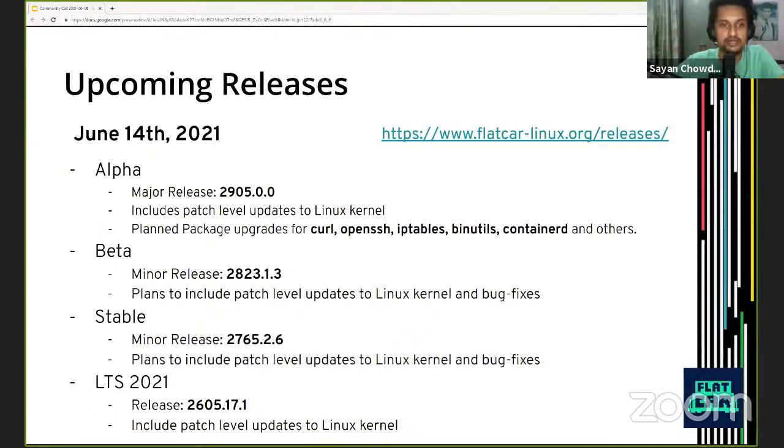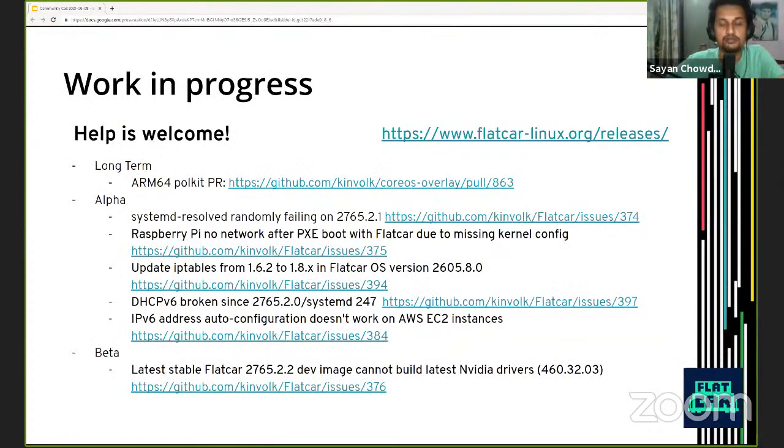Next in the slide, we have work in progress, and we heavily welcome you to help on these things. Right now we are actively tracking for alpha a DSCP issue, which is primarily related to the last alpha that you see. Then we have an iptables update that needs to happen, so there's a tracking issue for that as well. Raspberry Pi has an issue, and then the systemd-resolved issue.